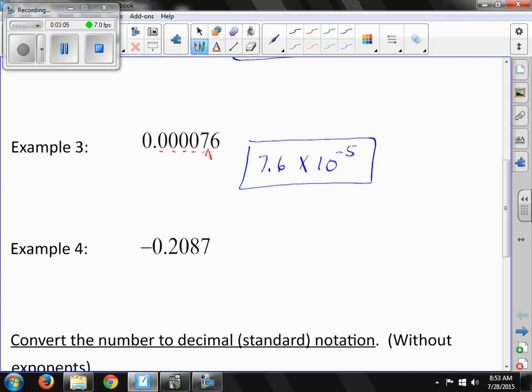And on example 4, I'm going to put the caret right here so that I'll have negative 2.087 times 10. I'll have to move it 1 place to the left to get it back to the original, so it would be times 10 to the negative 1.